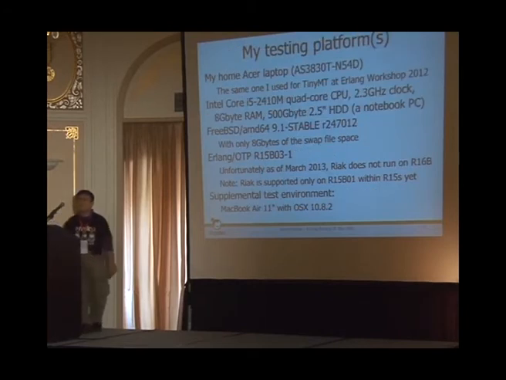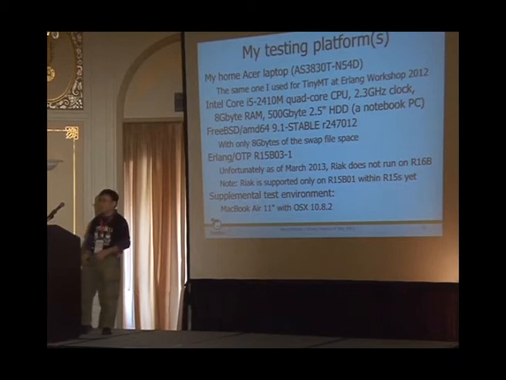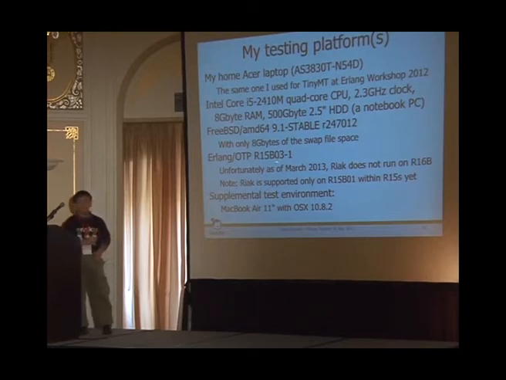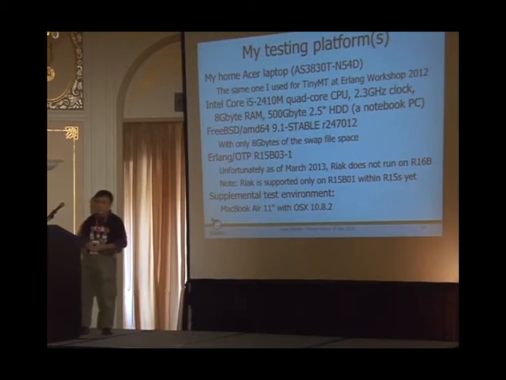So let me explain the testing platforms I used. The testing platform is my good old laptop, which I also used for the Erlang Workshop 2012 presentation. It's a very typical machine: a Core i5 quad-core CPU with a 2.3 gigahertz clock, 8 gigabytes of RAM and a 500 gigabyte hard disk. And it runs FreeBSD and Erlang OTP R15B03. Unfortunately, this is not yet R16B because Riak is still not compatible with R16B.